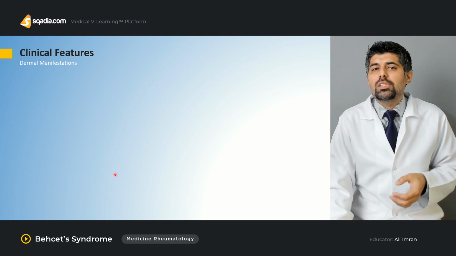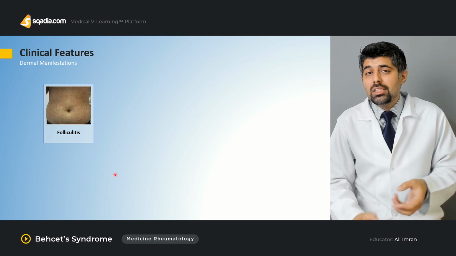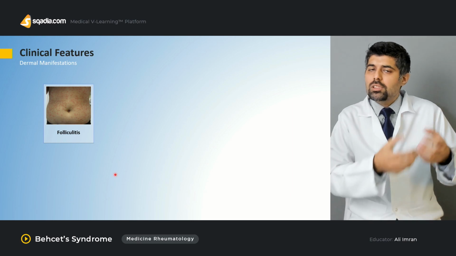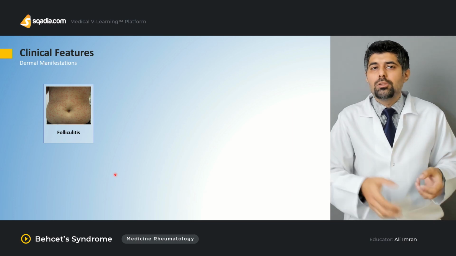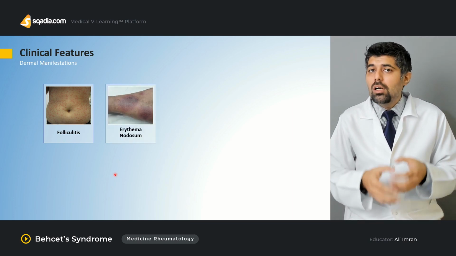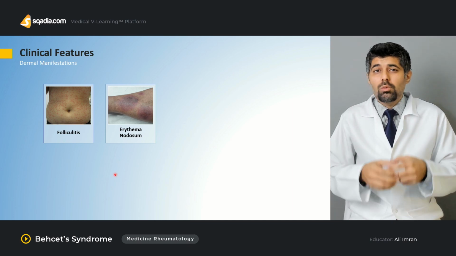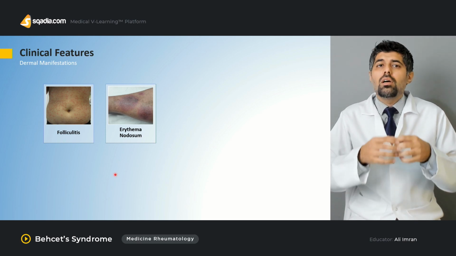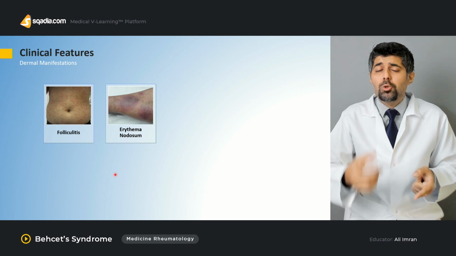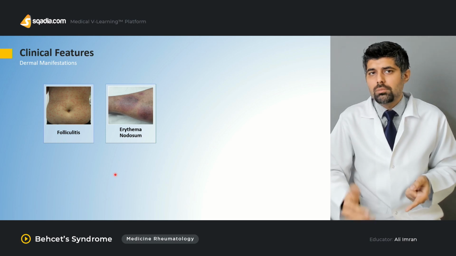And these skin manifestations usually present as a folliculitis, that is, the base of the hair follicles is inflamed, and sometimes this folliculitis turns into furuncles. Then we have the erythema nodosum. Now, erythema nodosum is a condition where round, red nodules with a well demarcated rash start to appear specifically on the limbs and sometimes on the trunk.